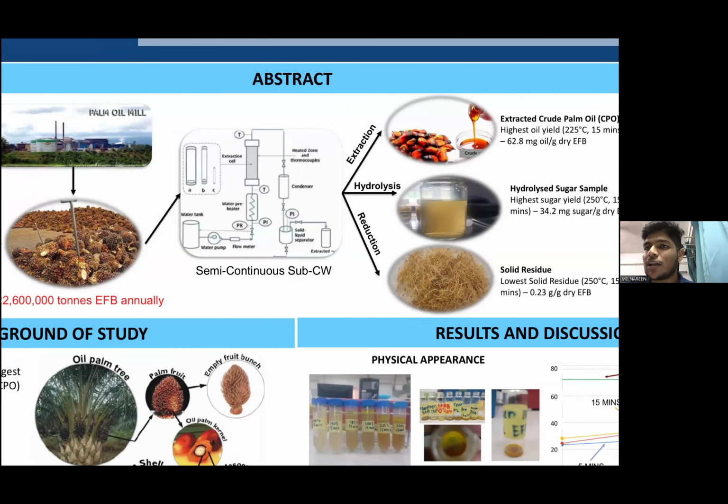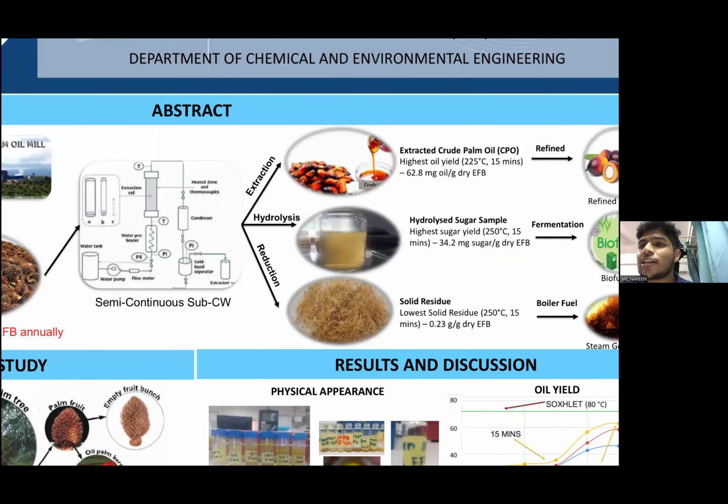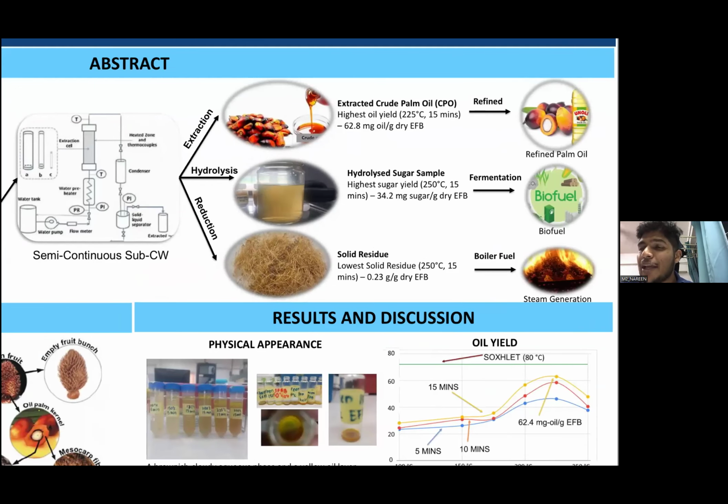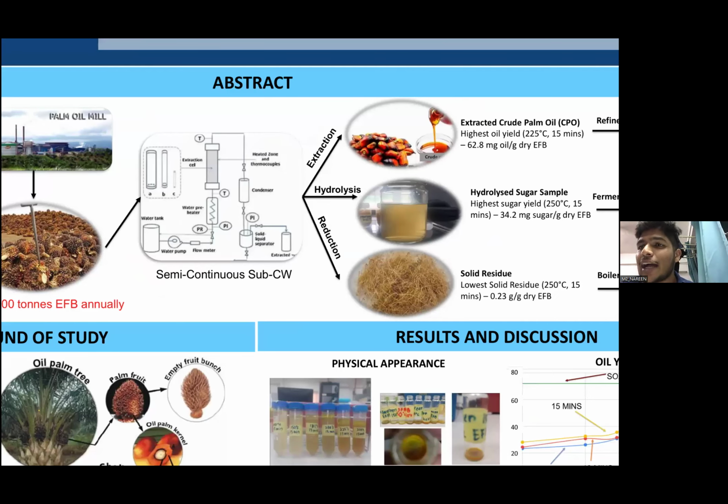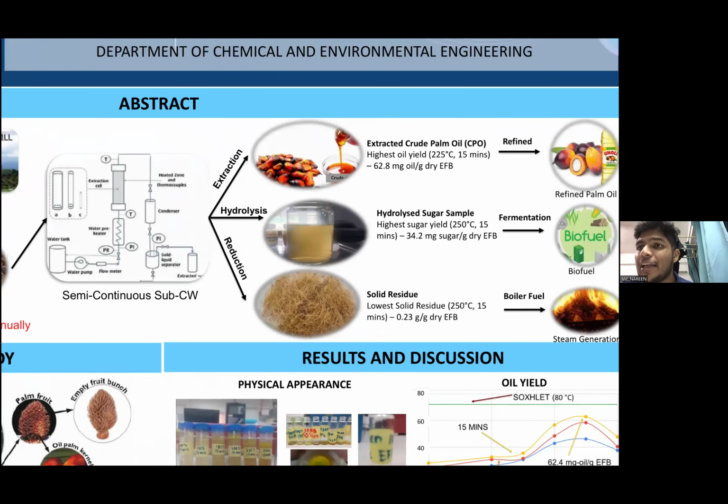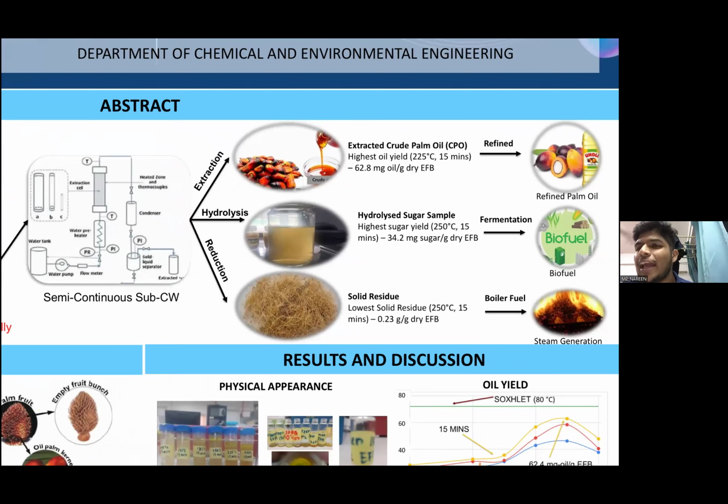On the right-hand side, the extracted crude palm oil, based on the results, had a highest oil yield of 62.8 milligram oil per gram dry EFB. And this extracted crude palm oil can be refined to produce refined palm oil in the refinery. So it's considered a product and not a waste.